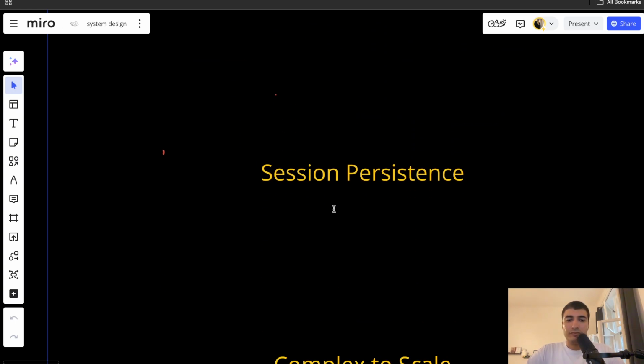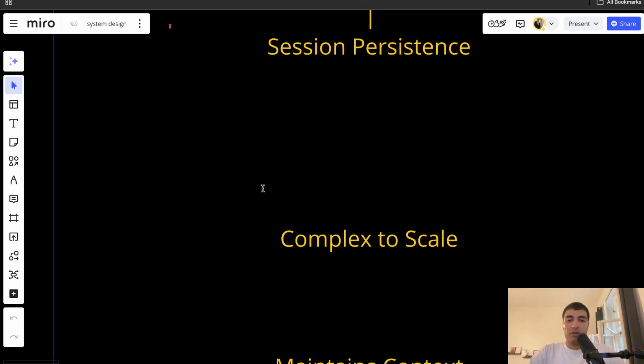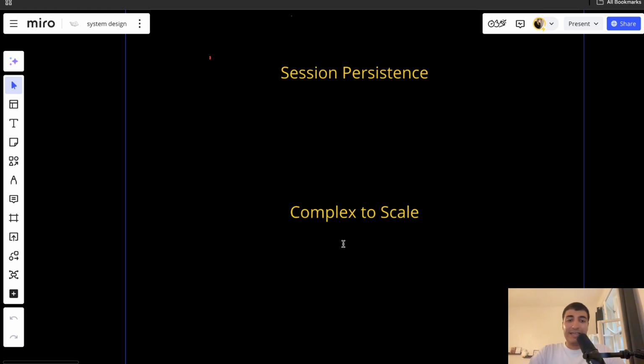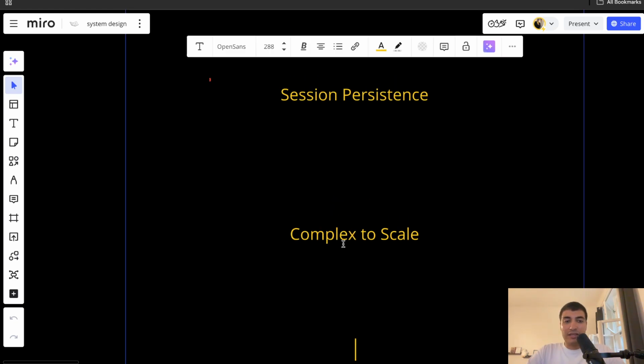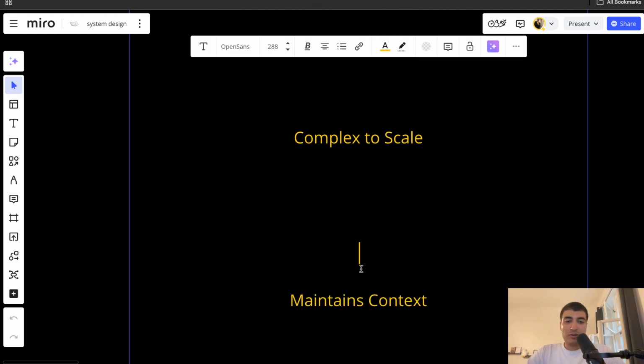Okay, let's talk about some characteristics of stateful services. First, we have session persistence. The server keeps track of the client's state between requests. Second, complexity to scale. Scaling stateful services can be challenging because you need to ensure that requests from a specific client are routed to the correct server holding that state. Third, maintained context. The server can provide a more tailored response because it knows the client context.